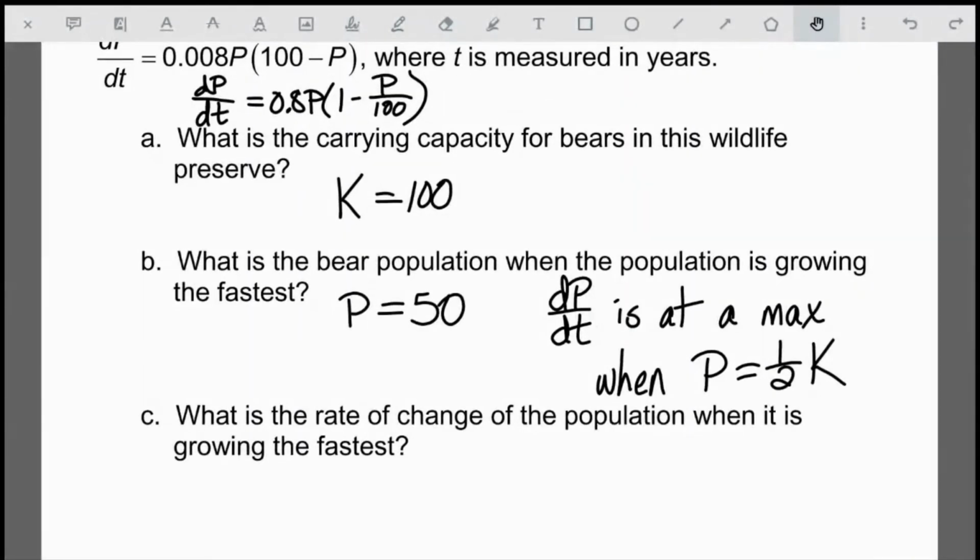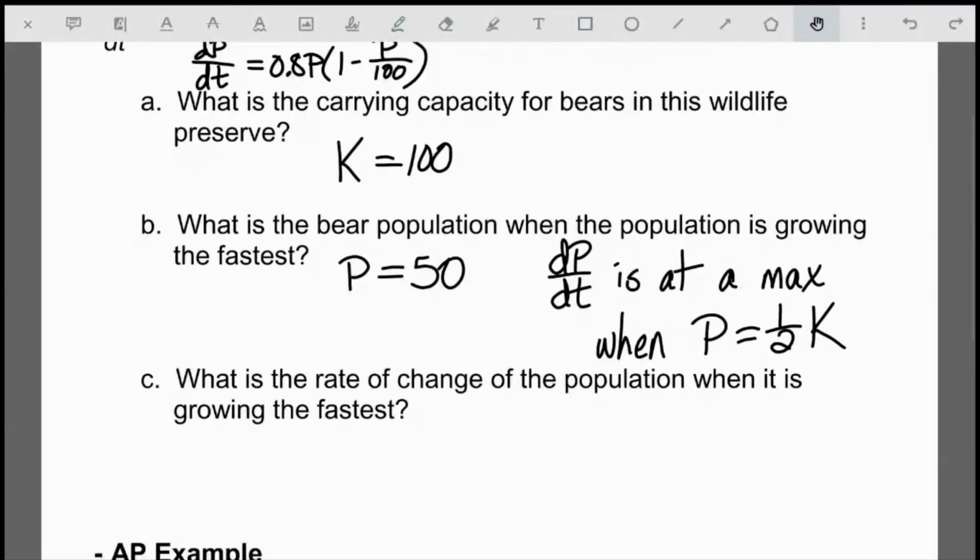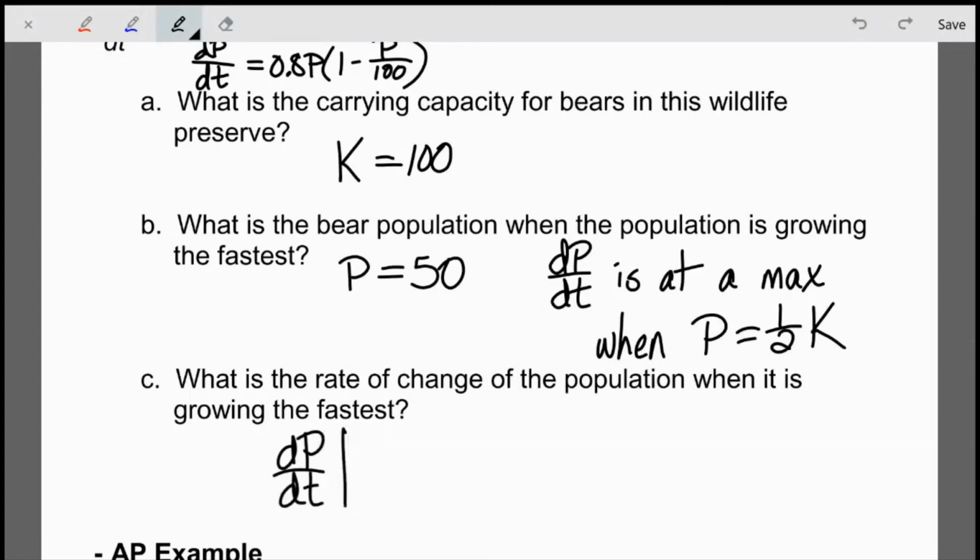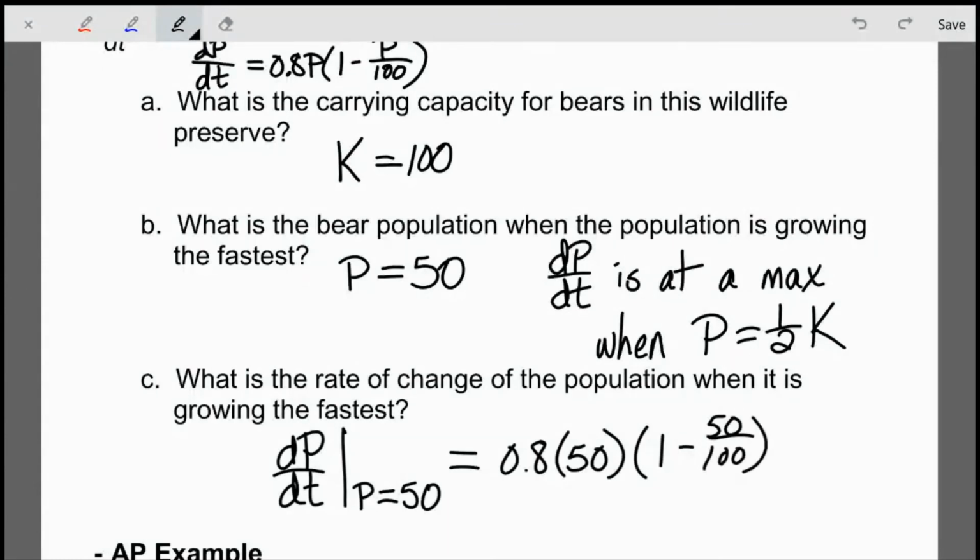Okay, part C, what is the rate of change of the population when it's growing the fastest? So now that we know how to read all of this, all I'm really doing here is saying, what is the rate of change of my population? It's dp/dt. What's that value when population is equal to 50? I know the equation for dp/dt. I've got 0.8 times my population times 1 minus my population over 100. From there, we can just plug that into the calculator. It turns out that rate of change would be 20 bears per year.